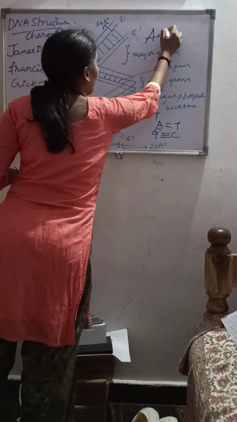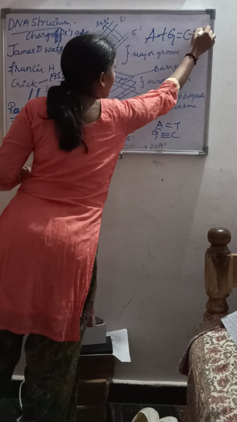So what does the base pairing follow? The base pairing follows Chargaff's rule, that is, Chargaff's base equivalence or complementary base pairing. A plus G is equal to C plus T, which is equal to 1. This is a very important point to be noted. So what is this Chargaff's rule? A plus G is equal to C plus T, that is equal to 1.